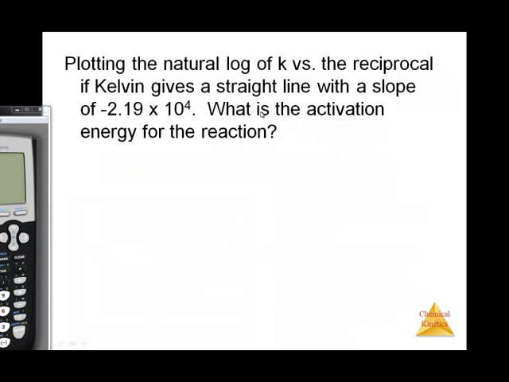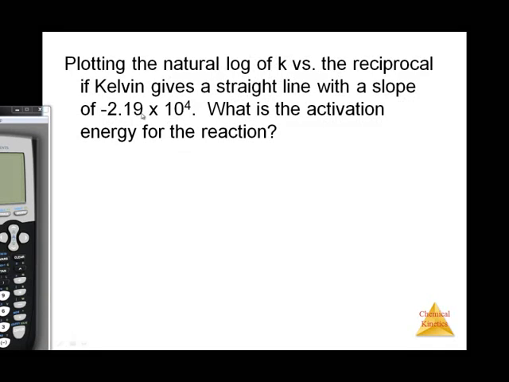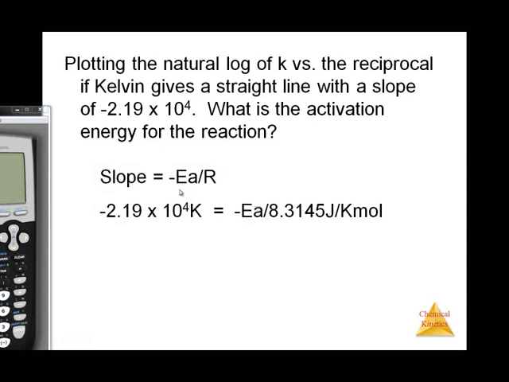So let's say plotting the natural log of k versus the reciprocal of Kelvin temperature gives us a straight line with a slope of minus 2.19 times 10 to the fourth. What's the activation energy for the reaction? Okay, so slope we know is the negative of the activation energy over R. So if we fill in our slope and we fill in our R, the activation energy comes out to be 182 kilojoules per mole. Pretty easy to do when I'm given the slope.